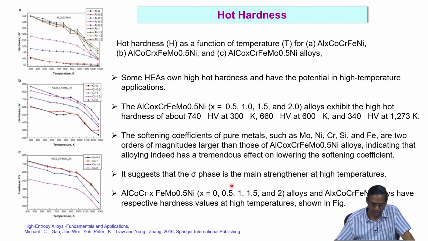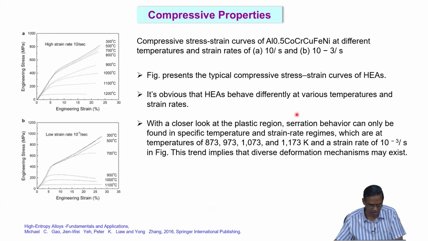It suggests that the sigma phase is the main strengthener at high temperatures, which we have already seen in the previous slide. And these aluminum, cobalt, chromium, iron, moly, nickel alloys and aluminum, cobalt, chromium, iron, nickel alloys have respective hardness values at high temperatures shown here. These two alloys have pretty high hot hardness at different temperatures. So that is about the hardness.